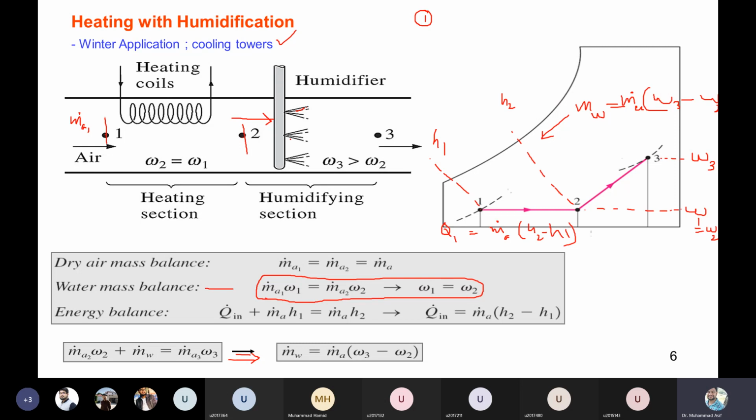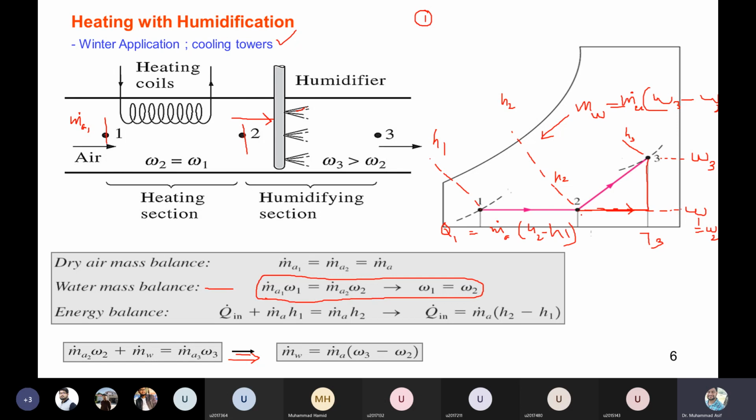Whereas from 2 to 3, you are adding sensible heat as well as latent heat. The total heat added between 2 and 3 is again the difference, H3 minus H2. But this total heat is a sum: the sensible heat is a result of the temperature difference, let's say T3 and T2, and then the constant temperature part is called the latent heat.